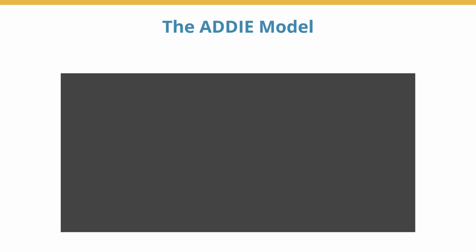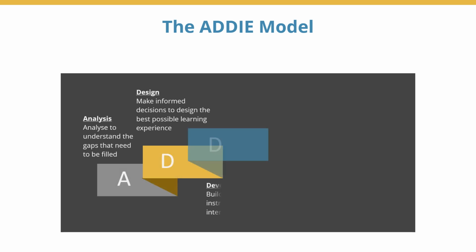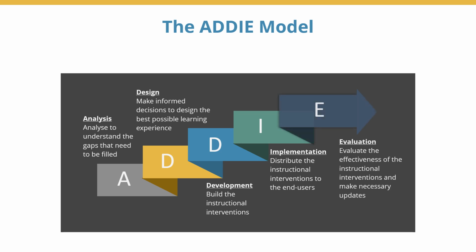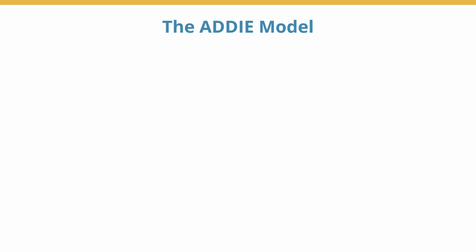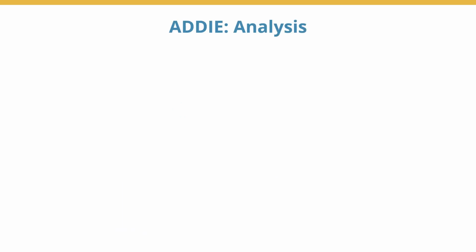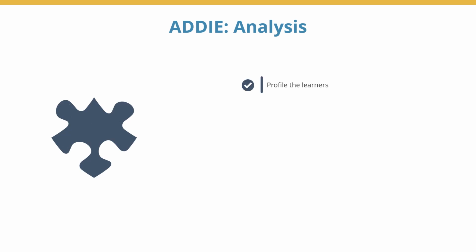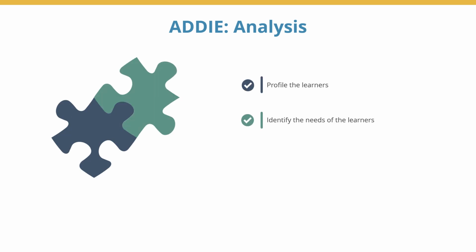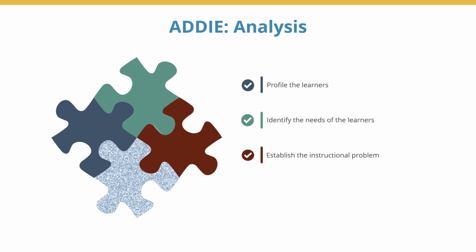The ADDIE model. ADDIE is an acronym for the 5 phases of the model, namely analyze, design, develop, implement, and evaluate. The ADDIE model is generic enough that it can be used to create any type of learning experience for any audience, from creating K-12 teaching lessons to developing corporate training programs. The analysis phase includes profiling the learners, identifying the needs of the learners, establishing the instructional problem, and identifying the skill gaps that need to be filled.